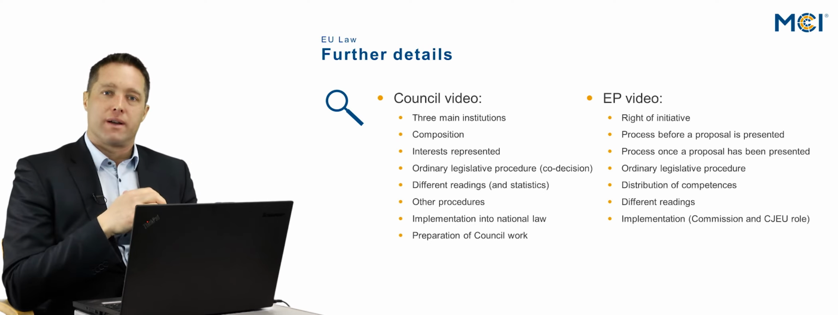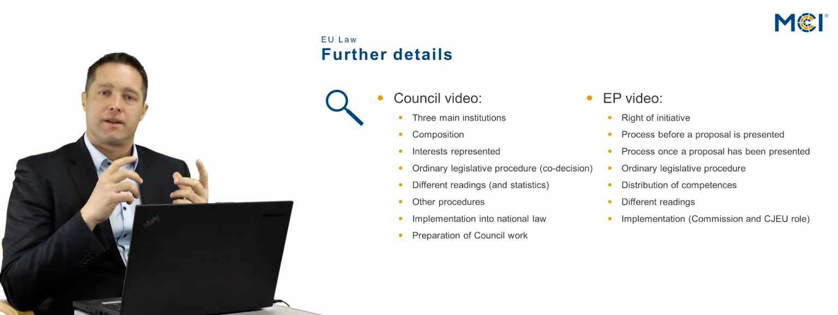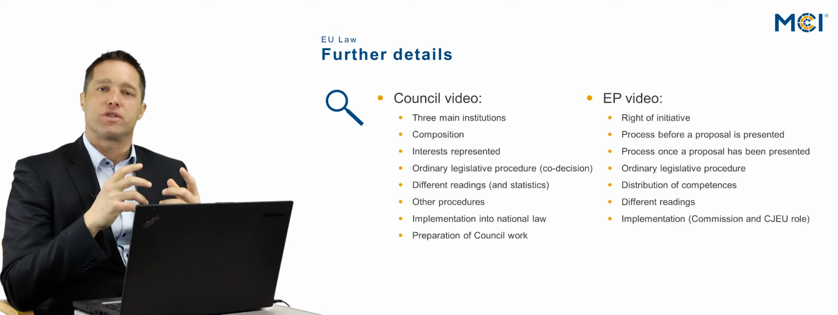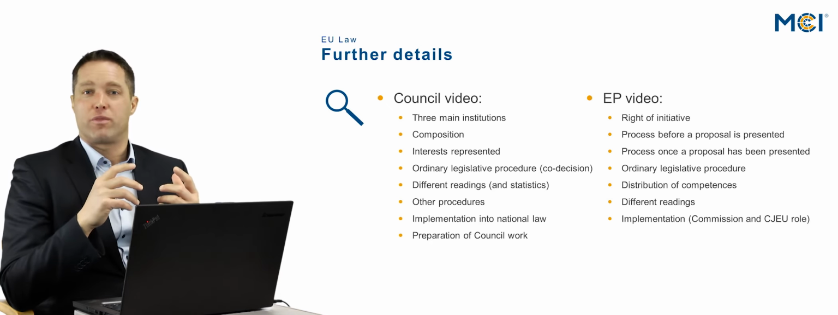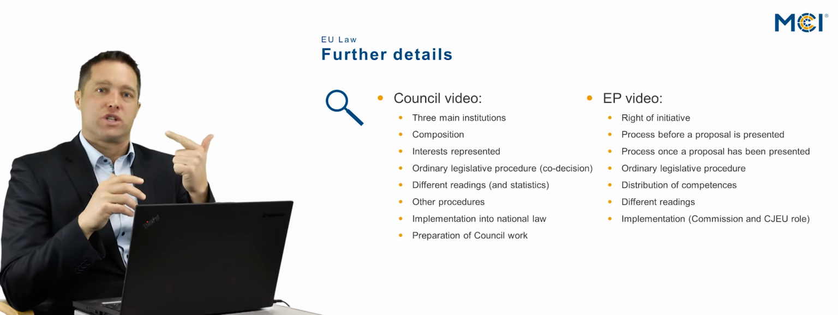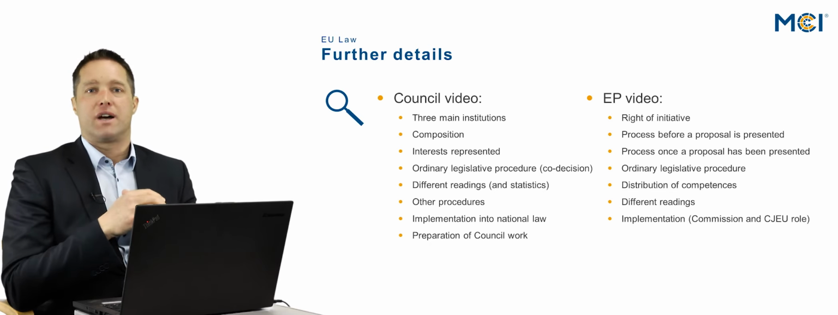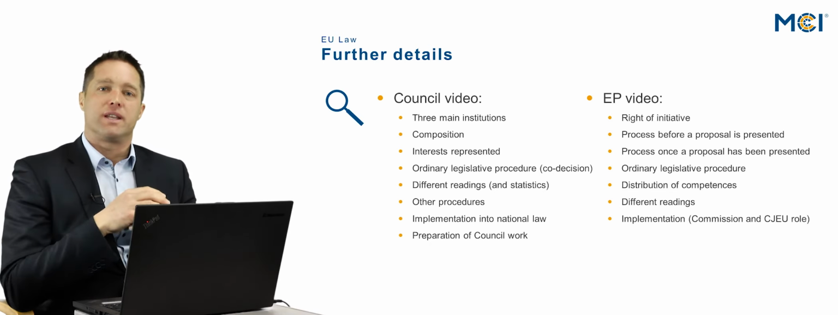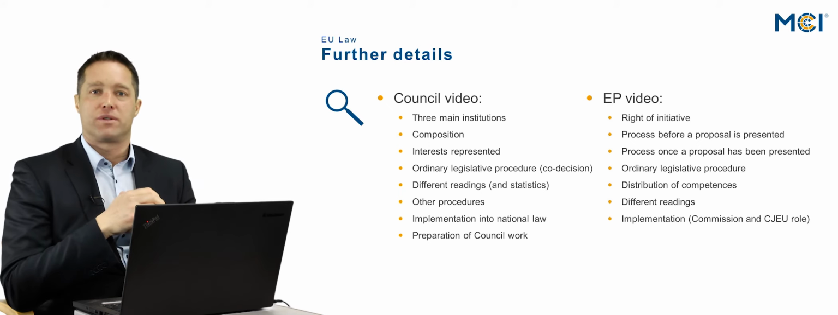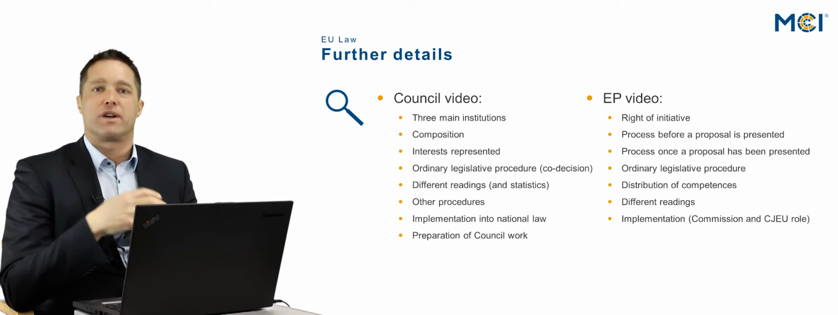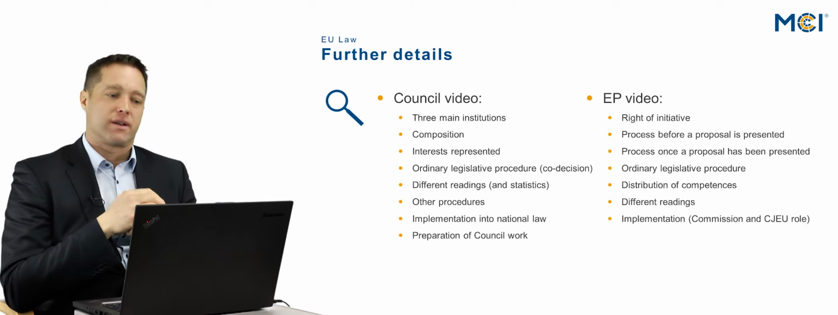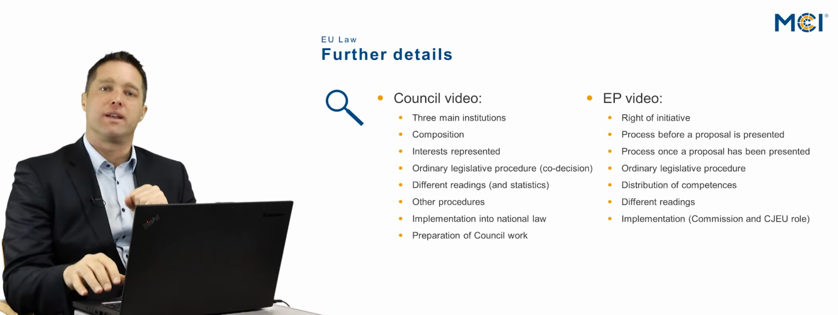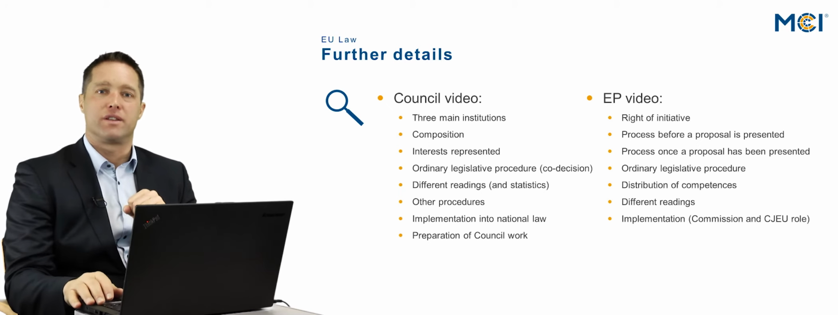Just to repeat again, the different interests, and that's very important, which are represented by those three EU institutions involved in the decision-making process, the European Commission, European Parliament and Council of Ministers. So those different interests are also part of those two videos which provide further information on this decision-making process between especially the Council of Ministers and the European Parliament.